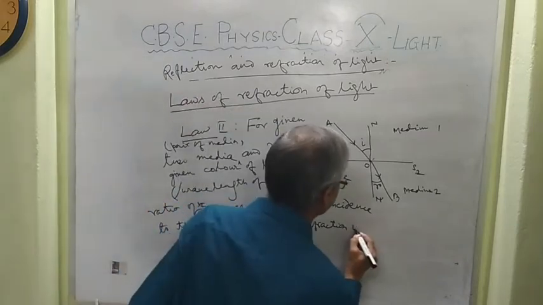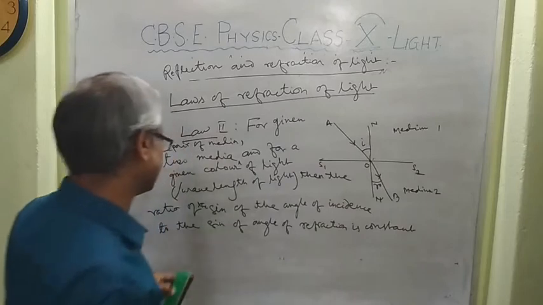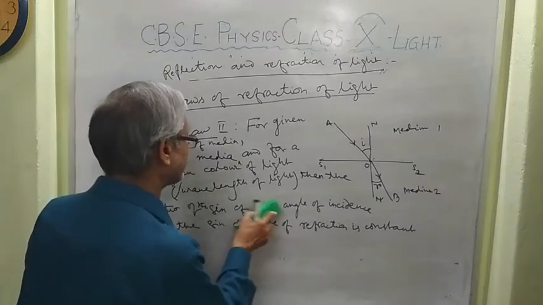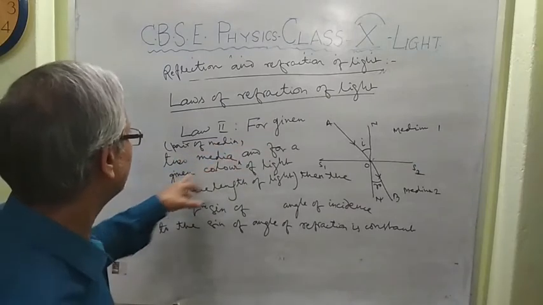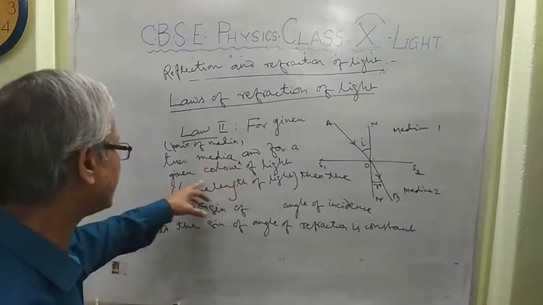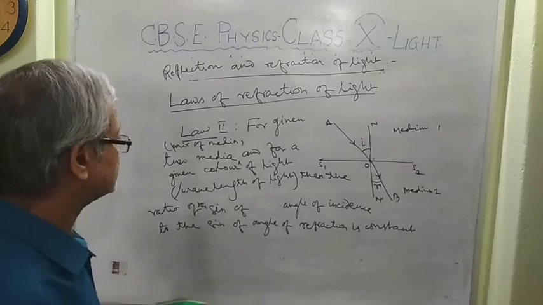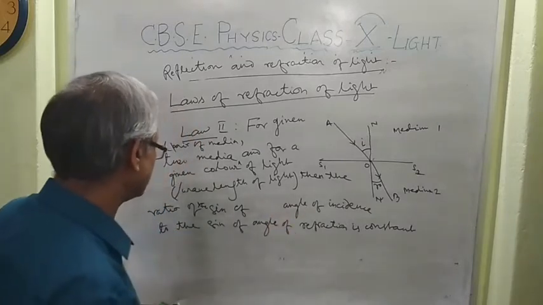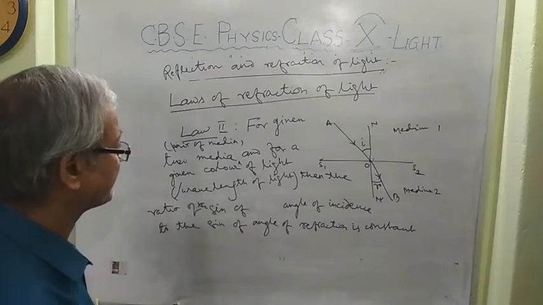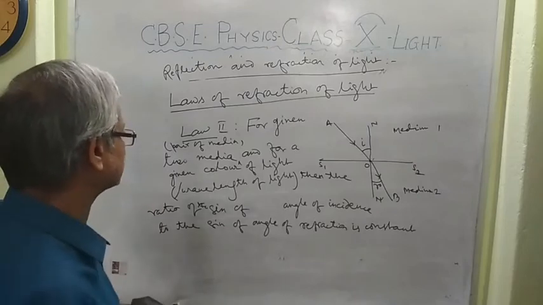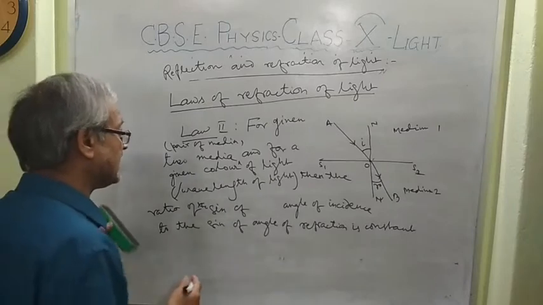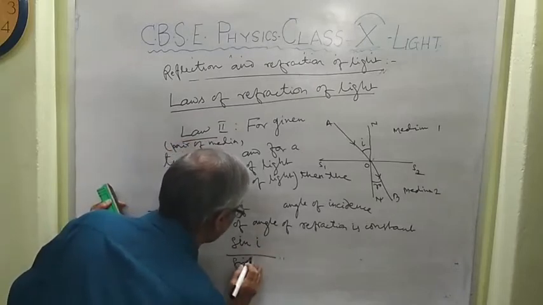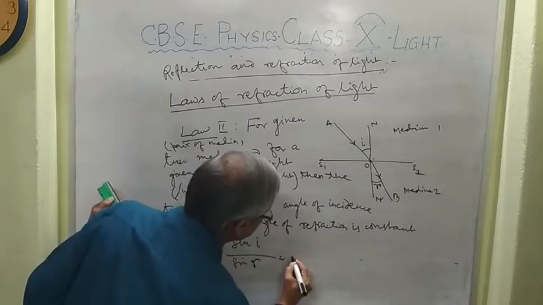is always constant. That is, for a given two media and for a given color of light, that is, for a given wavelength of light, the ratio of the sine of angle of incidence to the sine of angle of refraction is constant in the case of refraction of light. That is, sin I by sin R is equal to a constant.